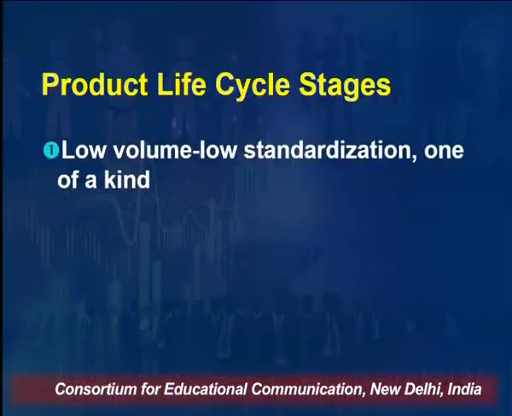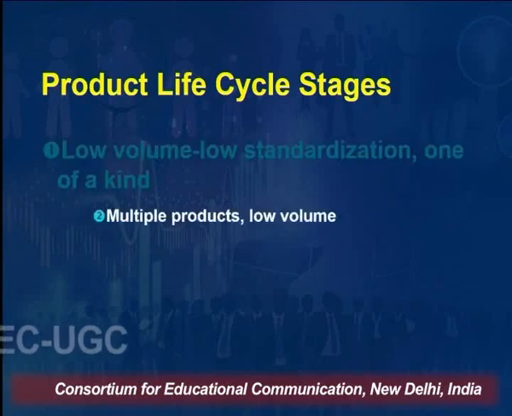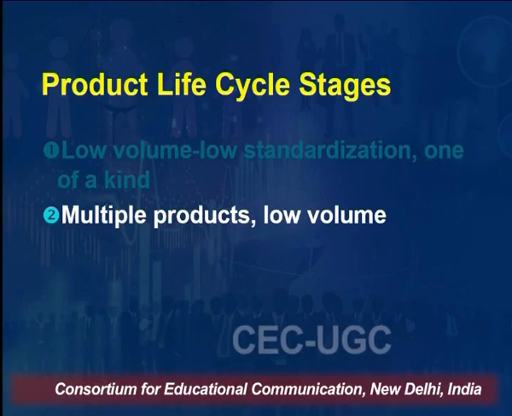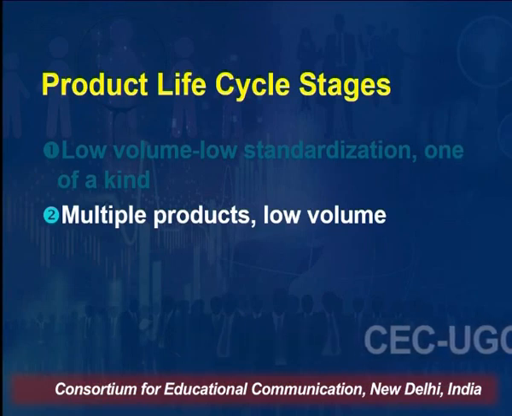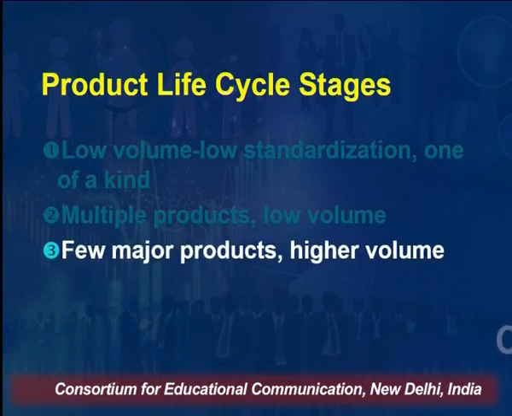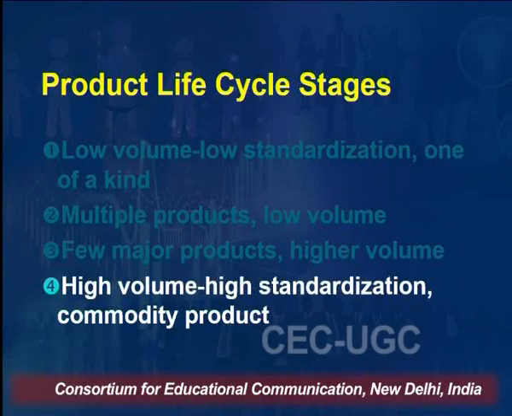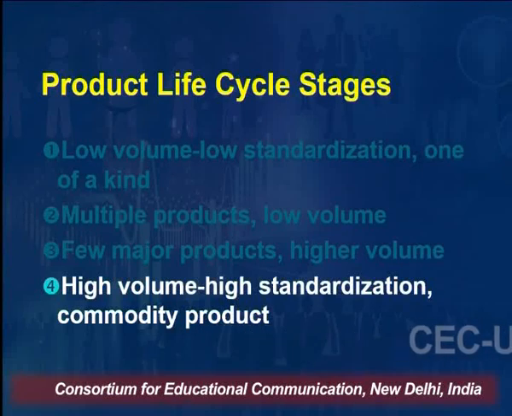So now if we see product life cycle stages, there are various products of various types. Some products are low volume, low standardization, one of a kind products. Some products are of high variety, that is multiple products, but they are made in low volume. There are some products which are characterized by few major products but higher volume. And some products are high volume and high standardization, for example commodity products.